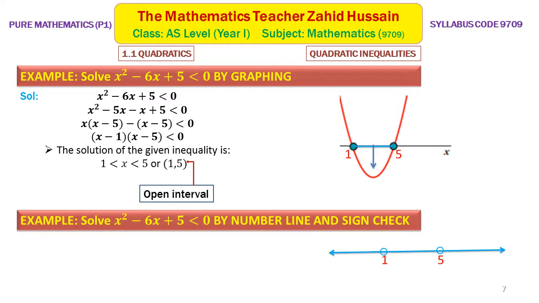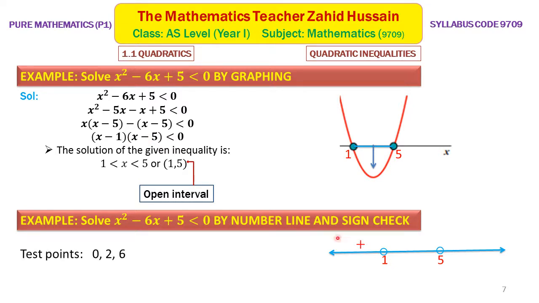Now sign check. There are 3 intervals: from negative infinity to 1, from 1 to 5, and from 5 to positive infinity. Take any point in each interval. What are the points less than 1? Less than 1 there is 0. So put 0 in these factors. 0 minus 1 is minus 1 and 0 minus 5 is minus 5. When you multiply minus 1 with minus 5, you will get a plus sign.